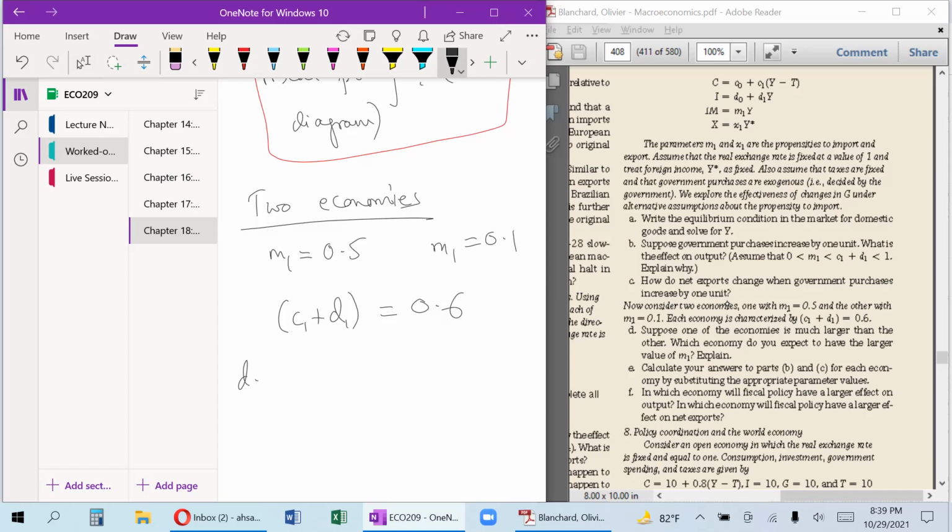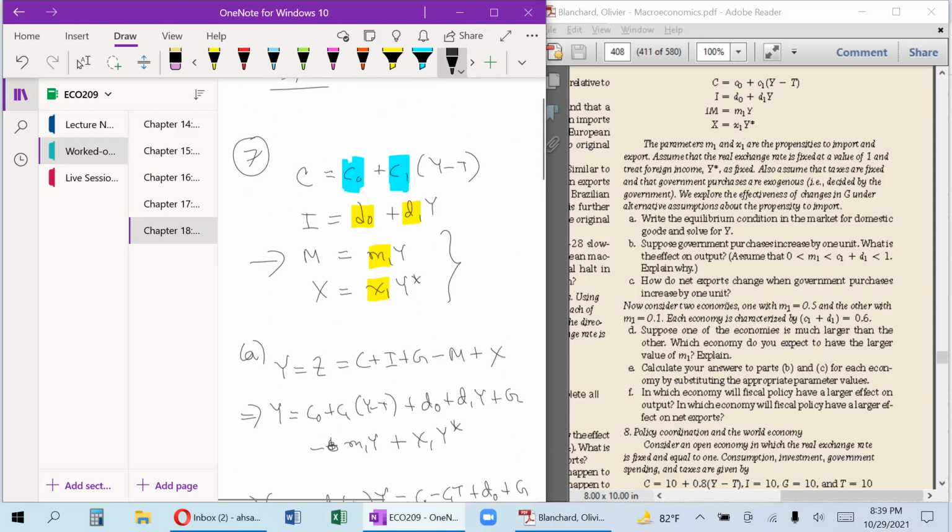Part D. Suppose one of the economies is much larger than the other. That makes sense. Suppose we're thinking of India and Bangladesh, and the economy of India is, of course, much larger than the economy of Bangladesh. So the question is, which economy do you expect to have a larger value of M1? Now to answer this question, we need to know what M1 is. So let's go up here.